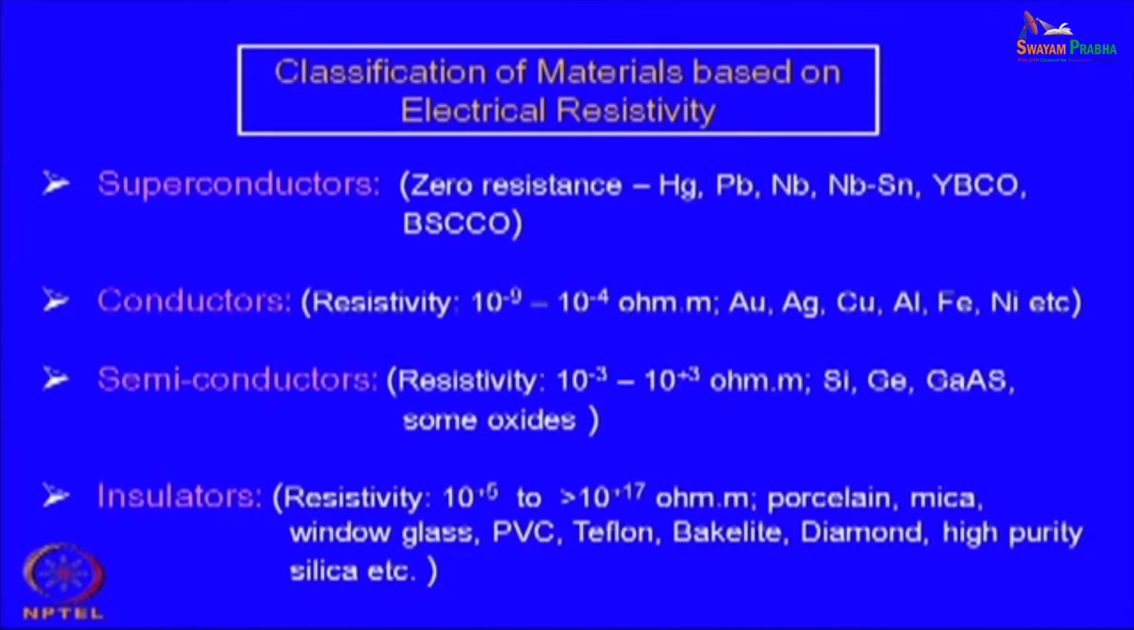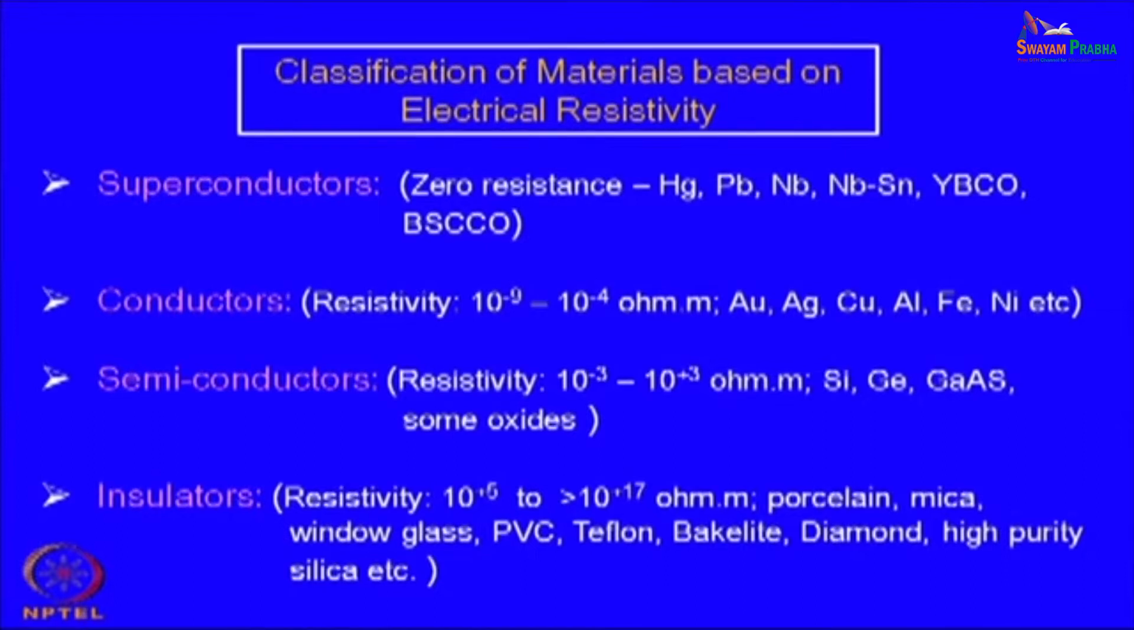Then in the scale of higher resistivity come the conductors. The resistivity is of the order of 10 to the minus 9 to 10 to the minus 4 ohm meters, and most of the metals are good conductors. That does not mean that they are all superconductors, but most of the metals are really good conductors and they fall in this particular resistivity range. Examples are obviously copper, gold, silver, aluminum, iron, nickel, and so on.